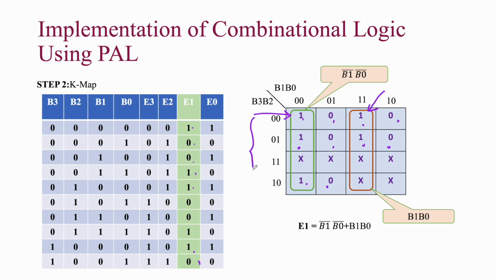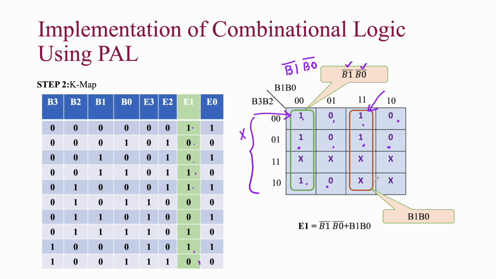We have 4 rows, but there is no single term that is common for all these 4 rows. Therefore we cannot consider any term from B3 or B2, so we are dropping these 2 variables. When we look into the columns, it is 0 and 0. Therefore the variables B1 and B0 are common for all these 4 terms. Let us write B1, B0. Both the terms are 0, 0, therefore it is B1 bar, B0 bar.